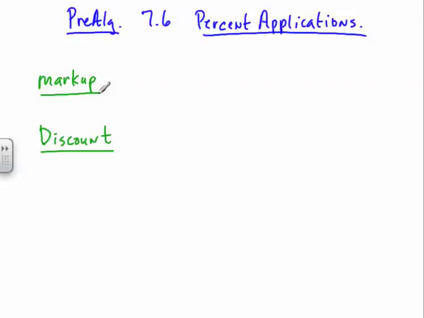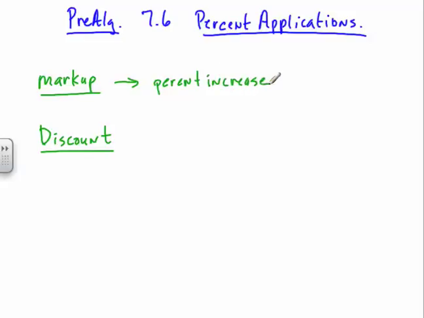A person who owns a business and sells stuff, they're going to buy products to sell to you. They don't necessarily make them. And so they buy them from the manufacturer, and then they mark them up a certain percentage from what they paid to make a profit off of it, so they can pay the rent and put food on the table and all that good stuff. So this is really the same as percent increase.